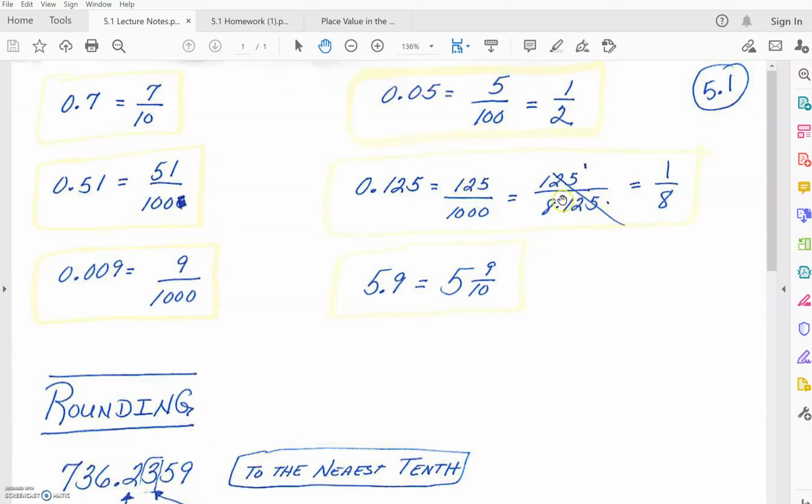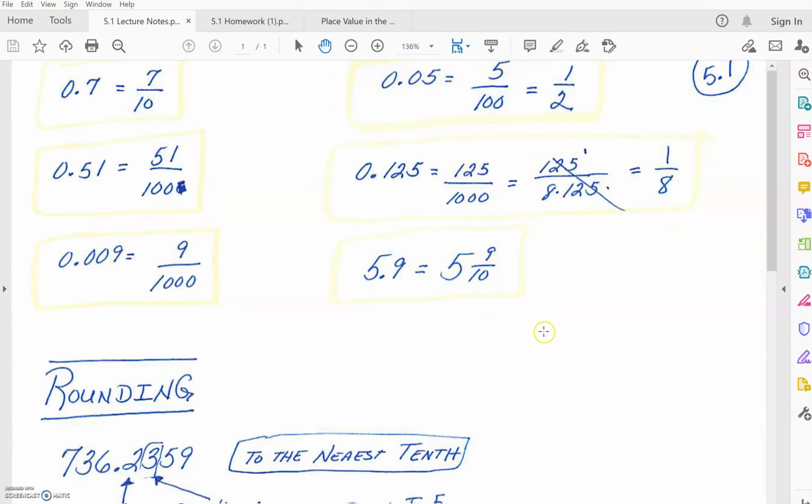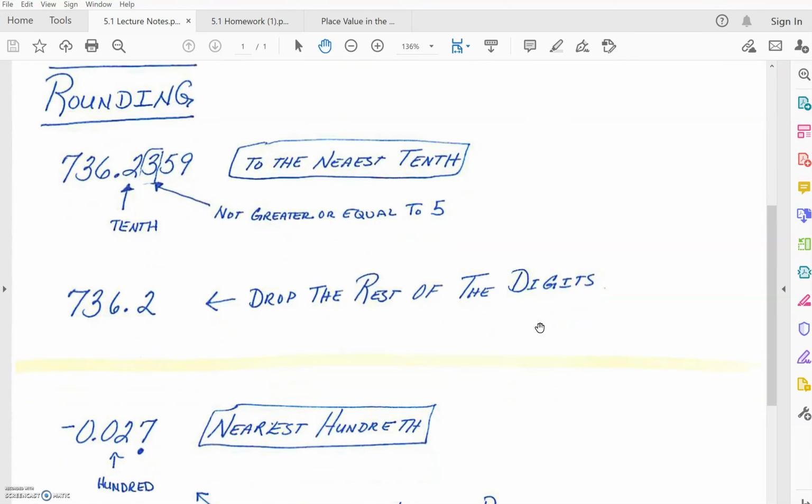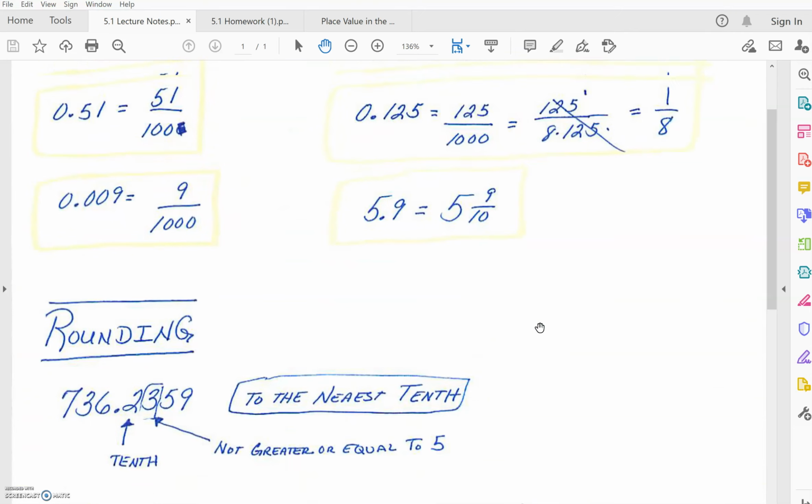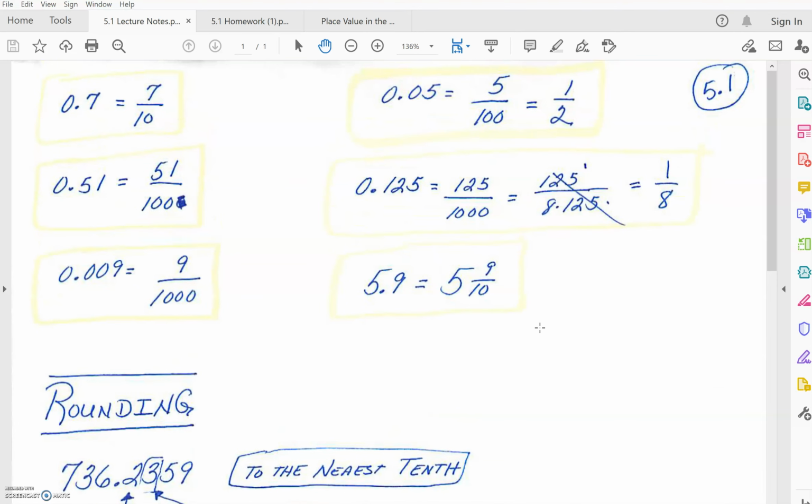So we're going to learn how to factor out so we can reduce, just like we did in chapter 4. And then down below 5.9, we'll learn how to deal with that mixed number where it's a whole number and a fraction. And then also we're going to learn how to round our numbers. So this is all posted to the announcement section if you want to look through it at any point.